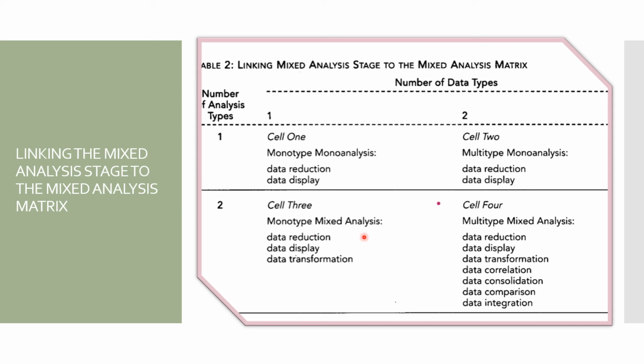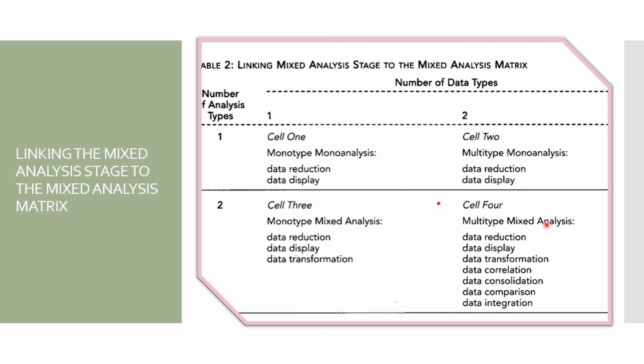For cell 3, you have a monotype mixed analysis, where it's between paradigm analysis, meaning using an analysis technique to qualitize. So we have an added step here, which is data transformation. You can do data transformation through conversion. Here, this is really the hallmark for this cell. So it's between paradigm analysis where only one type of data is collected.